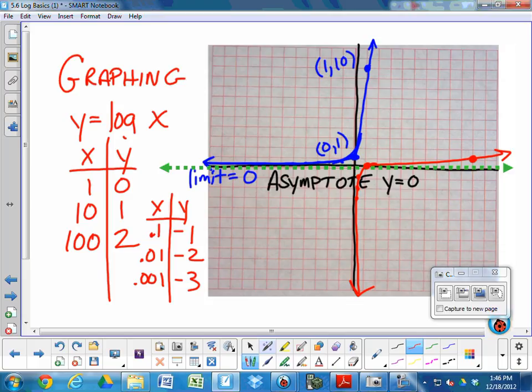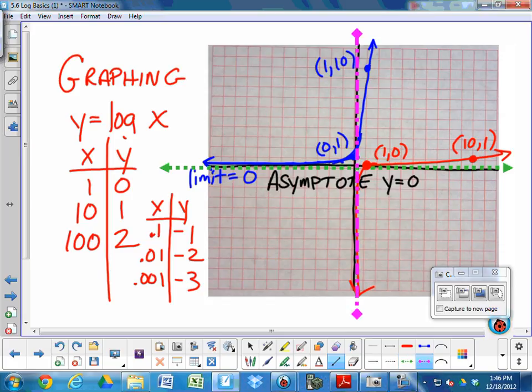Its key points are, instead of 0 comma 1, what's this one? 1 comma 0. And instead of 1 comma 10, 10 comma 1. Instead of having an asymptote on the x-axis, this one's going to have the asymptote where? The y-axis. Instead of the limit being y equals 0, like it was in blue, this limit is x equals 0 in red. That's the x value that it's never crossing.